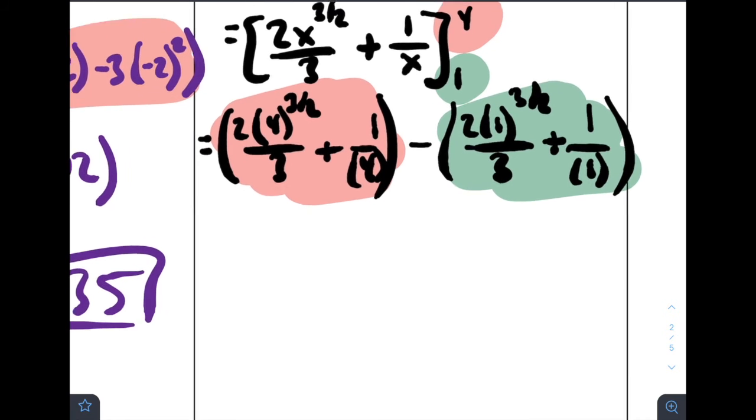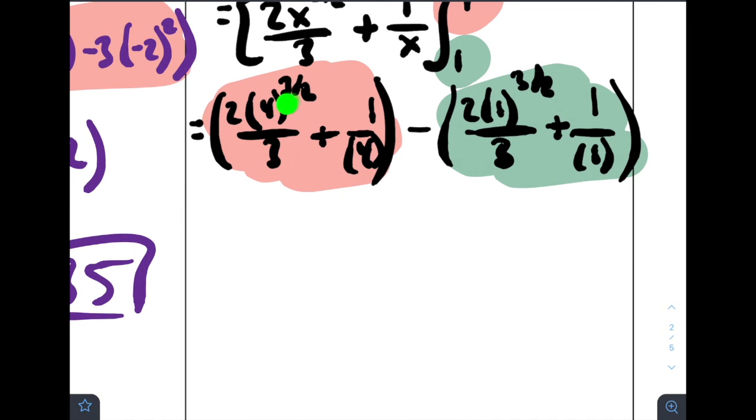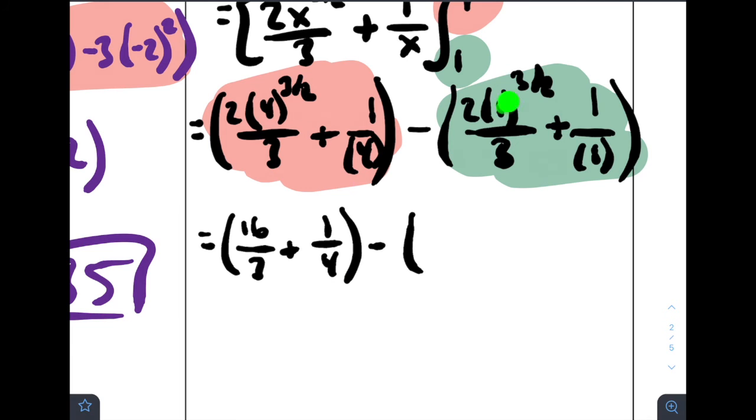From here, we just need to simplify. How do we evaluate 4 to the 3 over 2 power without a calculator? In this case, we know that to the 1/2 power is the square root. So 4 to the 1/2 is going to give us 2. And then 2 to the 3rd is 2 times 2 times 2. That's 8. So 2 times 8 is going to give us 16 over 3, plus 1/4, minus, well, 1 to any power is going to be 1. So that's going to be 2 times 1, which is 2 over 3, plus 1 over 1, which is 1 here.